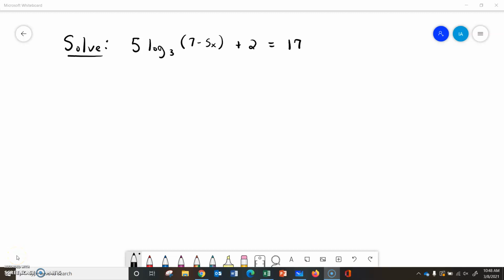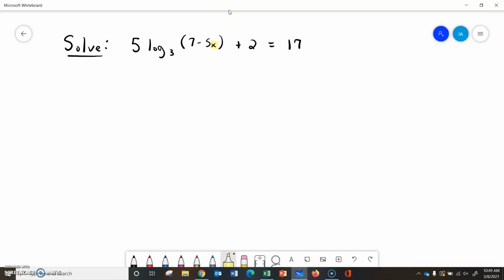Hey, we're going to solve the equation: 5 times the log base 3 of 7 minus 5x, and then plus 2 equals 17. So our goal is to figure out what x is. So here's x inside the argument of the logarithm.